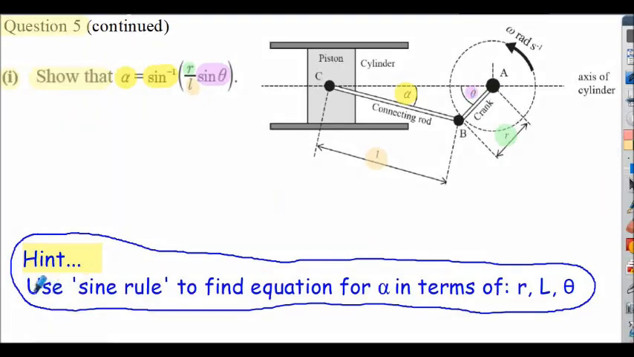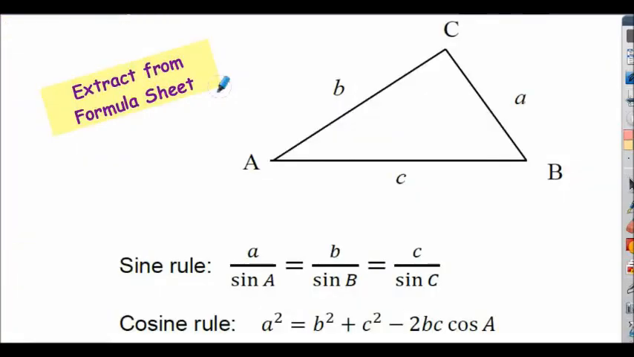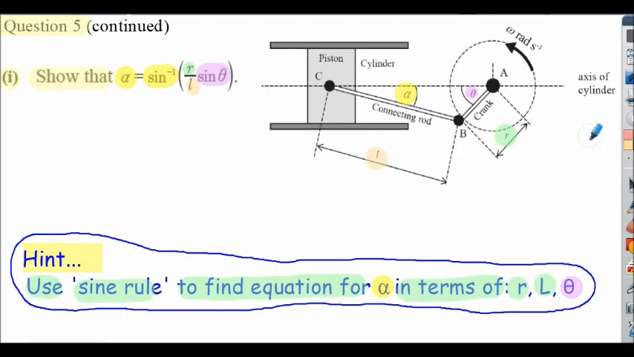Our hint in the question is to use the sine rule to find the equation for alpha in terms of r, L, and theta. Here's an extract from our formula sheet, and here's our sine rule that we need to apply to help solve this problem. Again, if you think you can attempt this question without further assistance, I'd encourage you to stop the presentation and do so, but I'll show you the full work solution on the following slide.